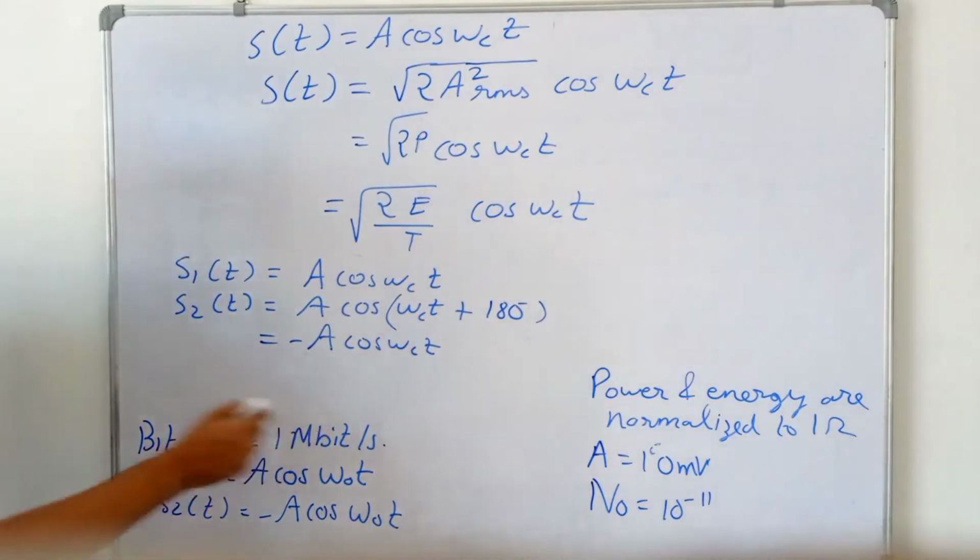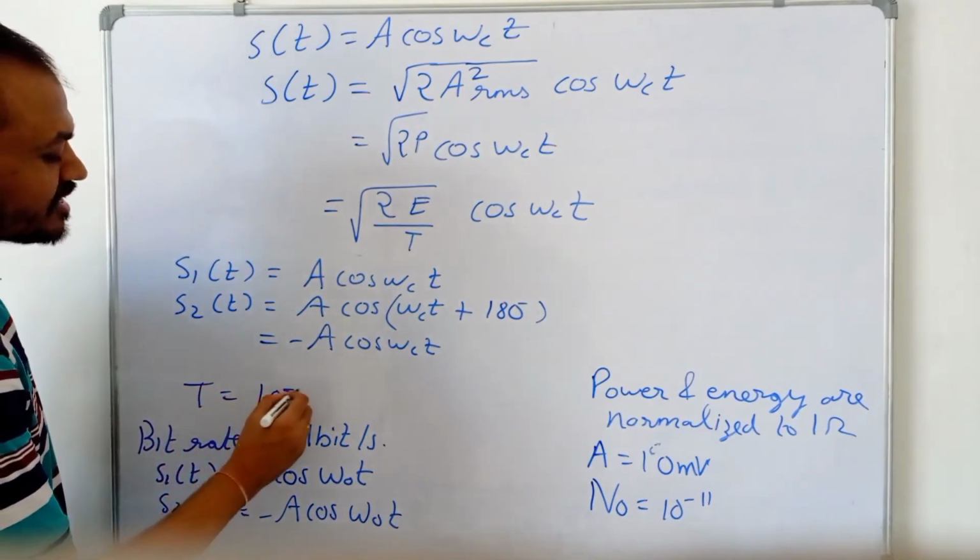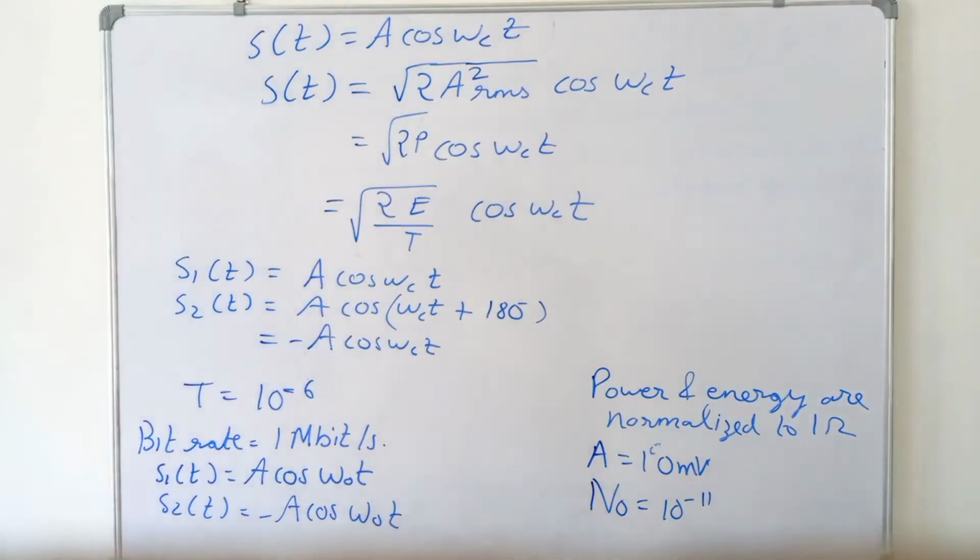So bit rate is given as 1 megabit per second. So this T will be equal to 10 to power minus 6.